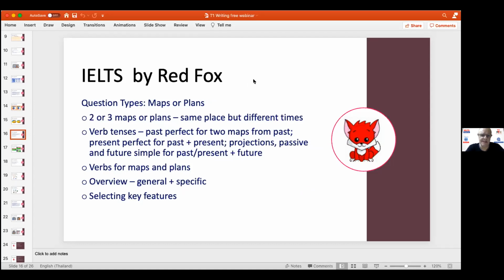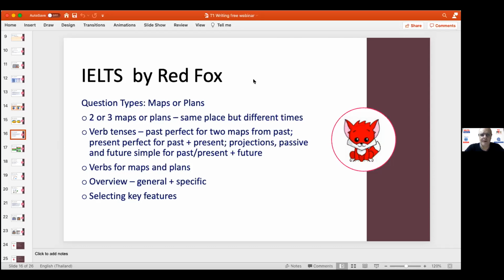The main test really for this is the verb tenses. What are the actual times that are being shown on these maps or plans? If they're both from the past or all from the past, we will need mainly past perfect. If we're looking at the past being compared with the present, we'll need present perfect. And some give us future projections. Changes that are proposed to be made to a park or a supermarket layout or something like that. So here we need a combination of passive and future simple, for the past, present, and future. We use the language we need to make projections.